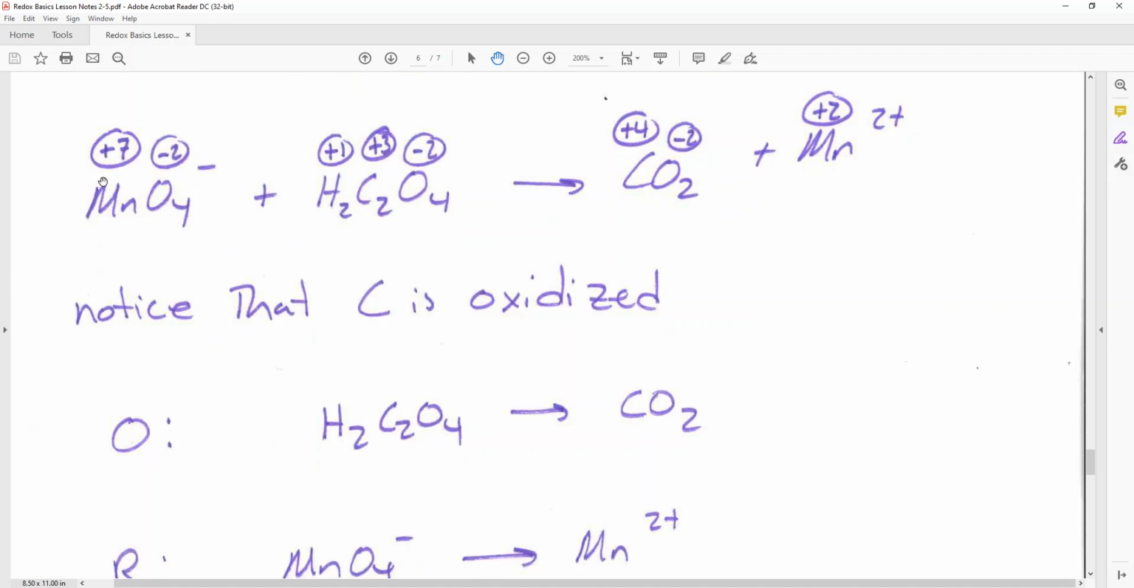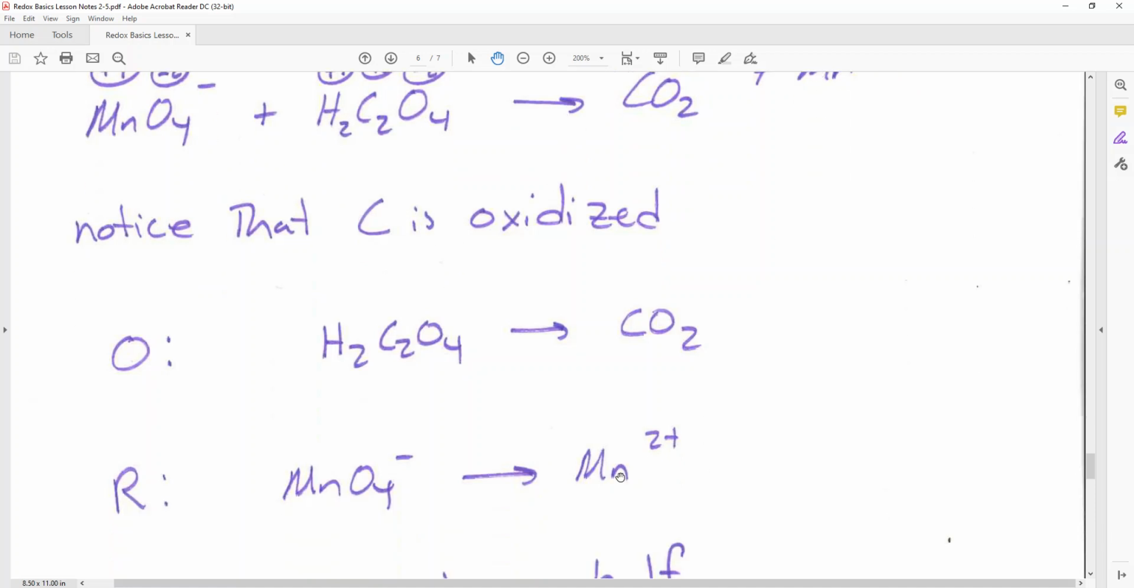And then manganese got reduced, so we would take manganese, the source of the manganese, which is the permanganate ion, and yields whatever it turned into. So this would be the reduction half reaction right here. Okay. Now, obviously, these aren't balanced, but this is how we would start off our oxidation half. This is how we would start off our reduction half.